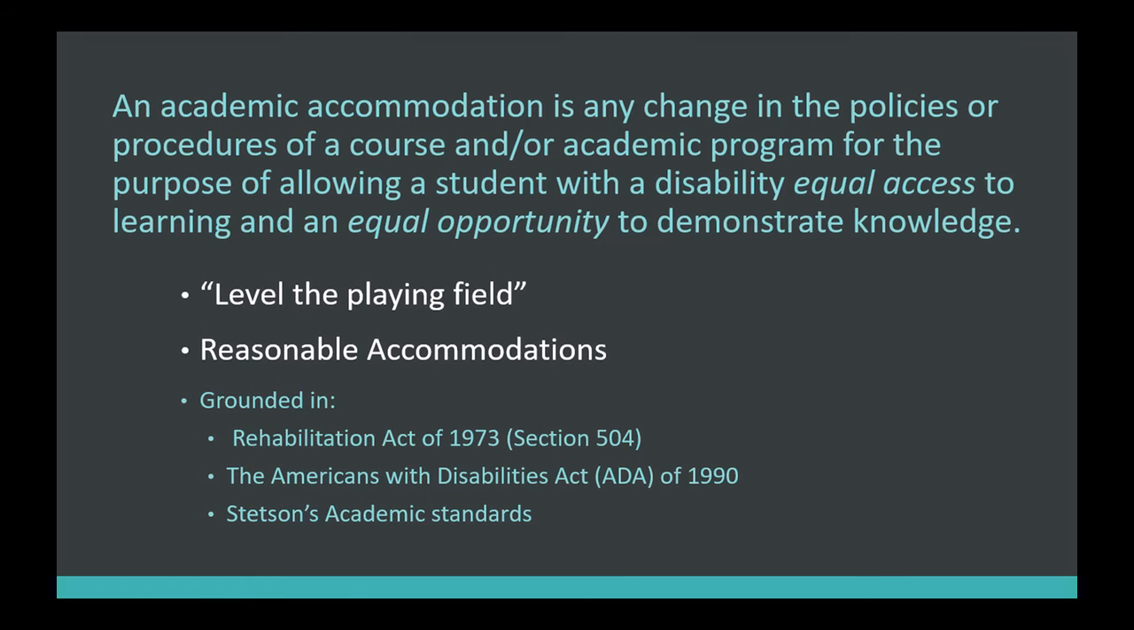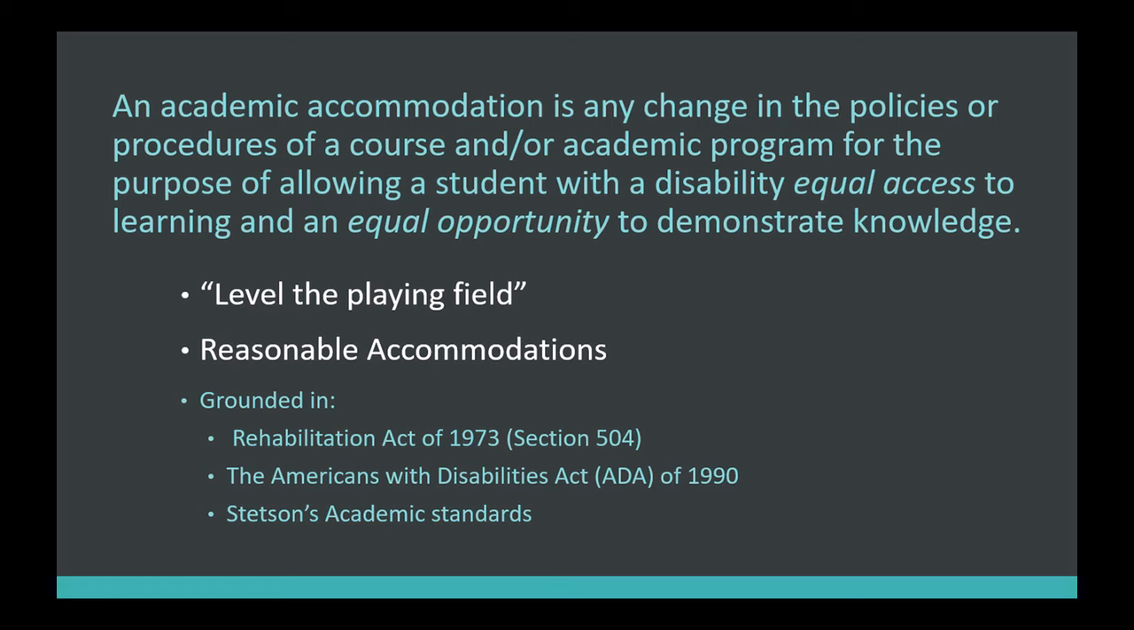Before we jump into the academic accommodation process, let's talk a little bit about what an academic accommodation is. An academic accommodation is any change in the policies or procedures of a course or academic program for the purpose of allowing a student with a disability equal access to learning and an equal opportunity to demonstrate knowledge. The best way for us to describe this is that we're here to level the playing field. We want to make sure that students with disabilities or needs have a way to access the classroom and all that it has to offer in a similar way to their peers.